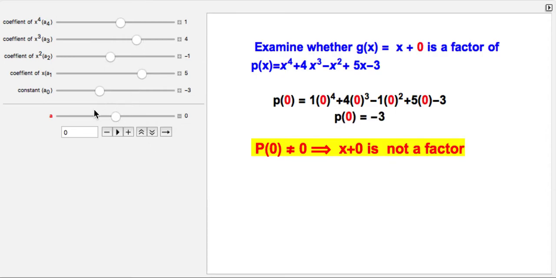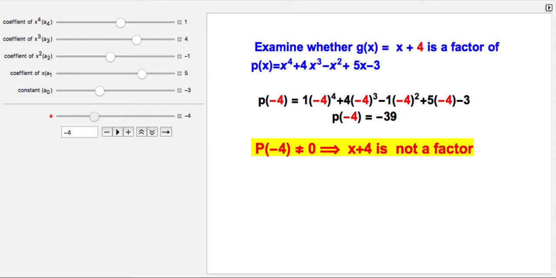look to see if different things are factors, and basically the way you tell if something is a factor is you take this a value, so remember this is x minus a, that's crucial. So if you have x plus 4, we're going to use negative 4. If you have x minus 4, we're going to use positive 4. You plug that in for x into your polynomial equation, and if that equals 0, then what you had is a factor. If it does not equal 0, it is not a factor.